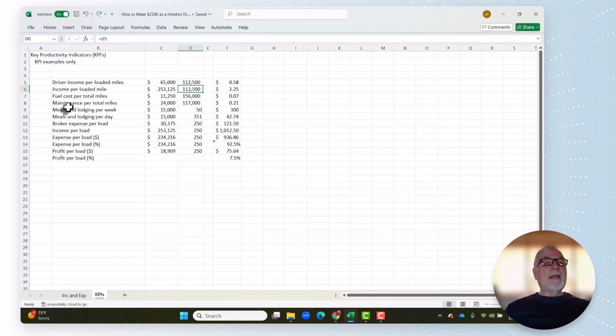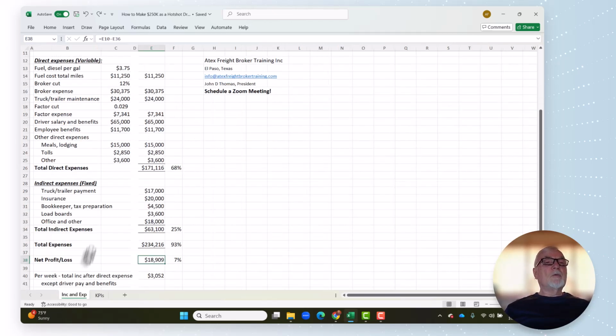Your truck and trailer maintenance per total miles: 21 cents for each mile that you're driving, both loaded and unloaded. So you can pause the video and take a look at this. These are just examples. I just made them up. You need to come up with your own KPIs, and again, create those that make sense to you and where you can take action on them if you need to. So let's go back here and do a recap.